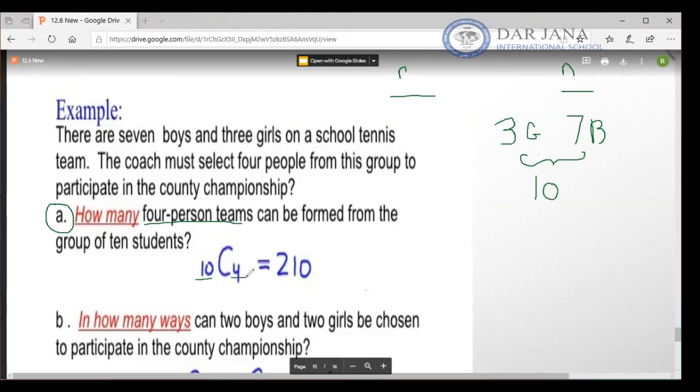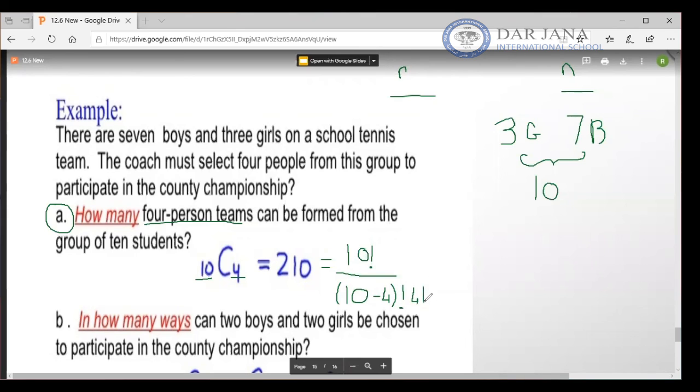10 is the N, 4 is the R, and here they just directly put the formula, which gives the answer 210. Of course, we can show the work here. It's going to be 10 factorial over 10 minus 4 factorial, and 4 factorial. So the answer will be 210.